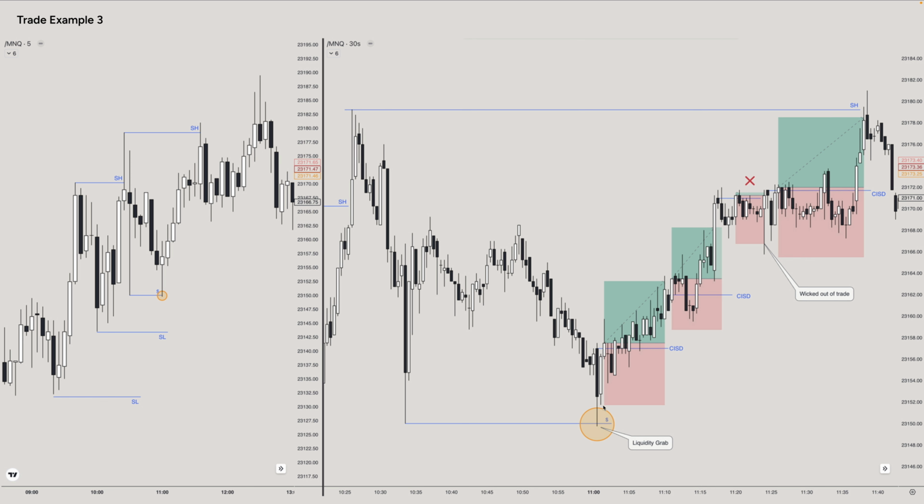So in this case, we can put our stop loss here. We measure out 1-to-1 risk to reward, and we out trade. We can look for the next 30-second trend pullback, which is this candle.